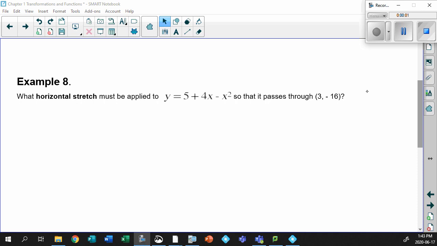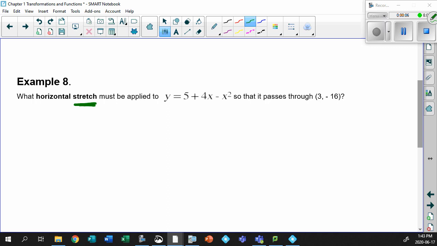Here's a really neat question, and it's going to stretch your brain a little bit. Okay, here we go. Watch. This says, what is the horizontal stretch? So we're actually trying to figure out what the horizontal stretch of this polynomial is so that we get this new point. So we're doing a horizontal stretch.